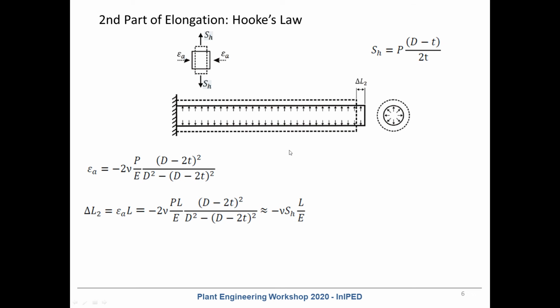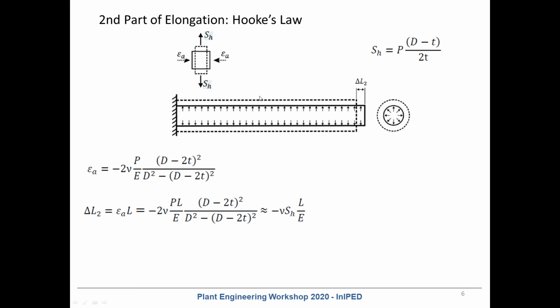But this effect has the second part. It's pipe shortening under the internal pressure. The pipe shortening can be obtained from the Hooke's law equation and is following. You can see it on the screen. You will get this value. V is Poisson factor and SH is the hoop stress in the pipe.